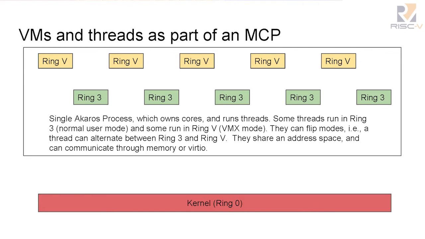So here's one example. There's 10 threads, and 5 of them are running as VMs, ring V, and 5 of them are running in ring 3, and they can pop back and forth. I don't really show that in the example, but you can flip. And there's a shared address space between them.